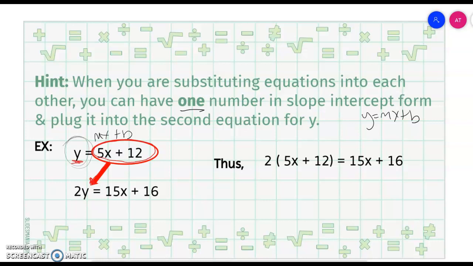Now this is a lot easier, especially when you're dealing with fractions. So like if I was going to put both of them into y equals mx plus b form, look at this. I'm going to have an ugly fraction here of 15 over 2. It's a lot easier to have one of the equations in y equals mx plus b form, plug it into the other y, and then solve. So if you have them both in y equals mx plus b form, then just set them equal to each other. But sometimes this comes in handy, especially for fractions, and nobody likes fractions.